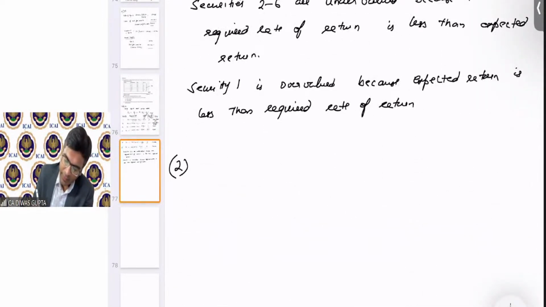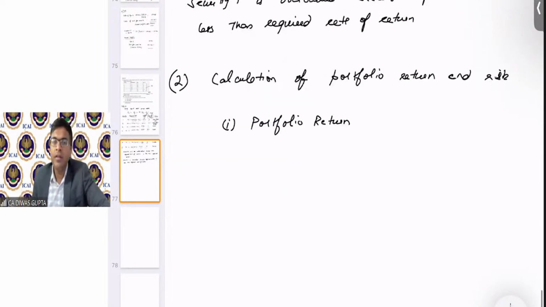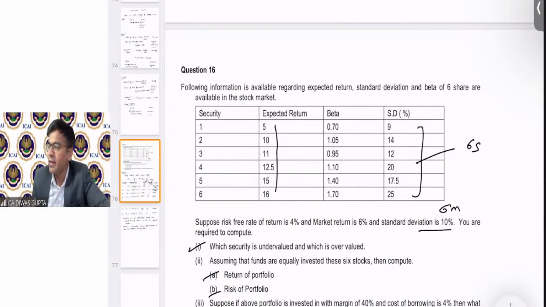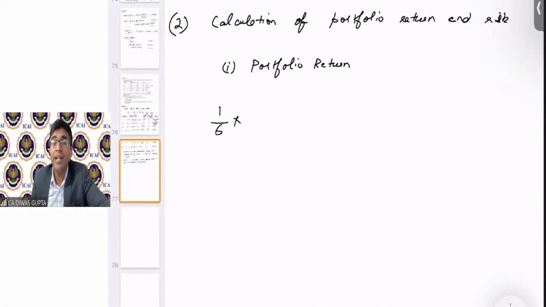So this is the second part, calculation of portfolio return and risk. Portfolio return will be given with a simple 1 by 6 into their expected returns that are given in the market, which is 5, 10, 11, 12.5, 15, and 16. We will not use our CAPM returns, okay? Because those are based on betas. We will actually see what is going on in the market and calculate the portfolio return on that basis.